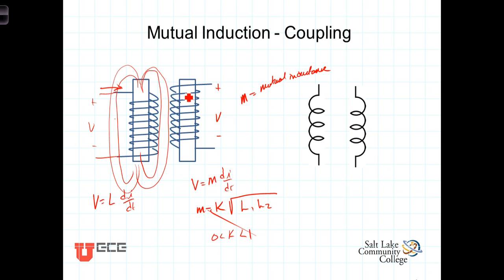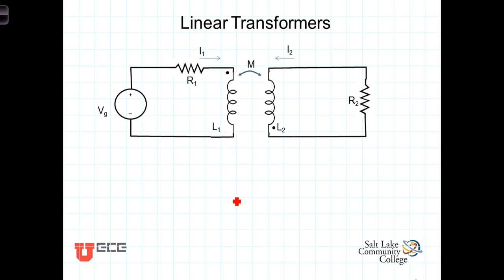In both instances, the voltage induced in the primary coil due to the current of the primary coil and the voltage induced in the second coil due to the current in the first coil, these voltages only exist if the current is changing. Both of these voltages are proportional to the derivative of the current with respect to time. Let's now look at this with a little bit more detail.